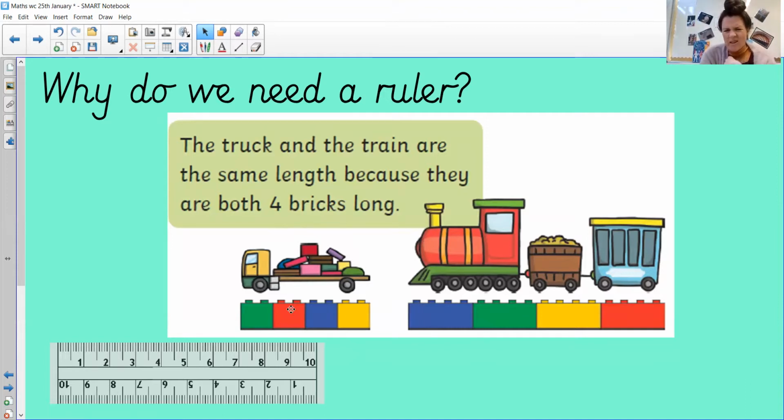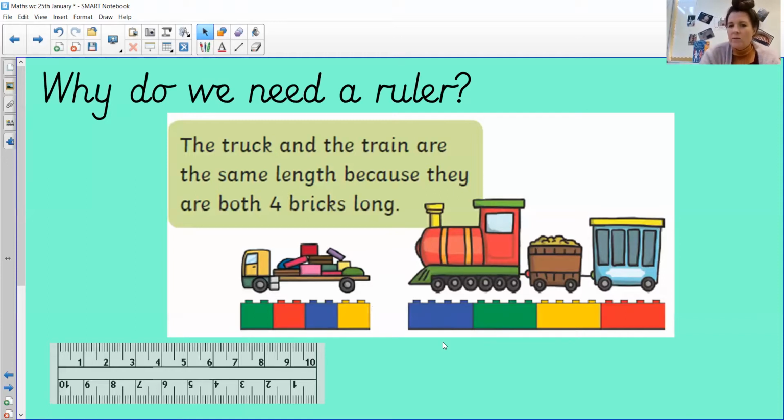Have a chat to your grown-up. What do you think? Something not quite right here. Well, hopefully you spotted that the 4 bricks that are under here are smaller than the 4 bricks that are here. So although they've used 4 bricks here to measure the truck and 4 bricks to measure the train, they're different sized bricks.